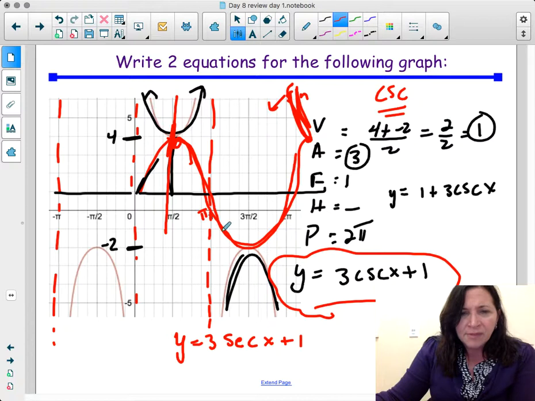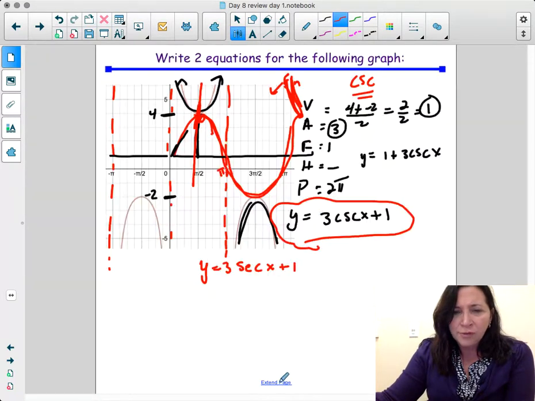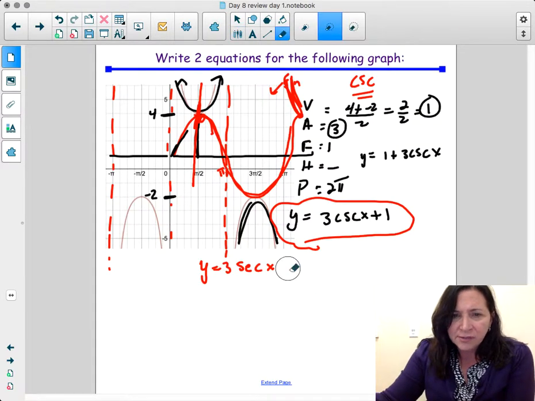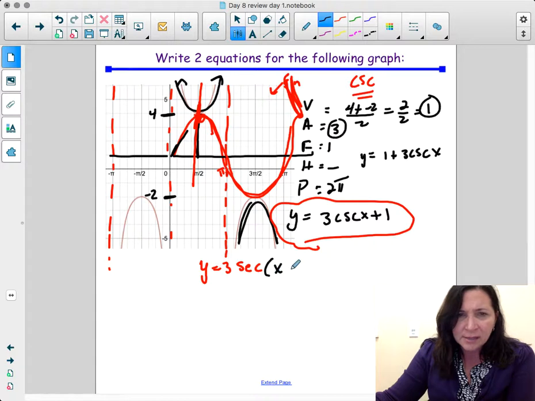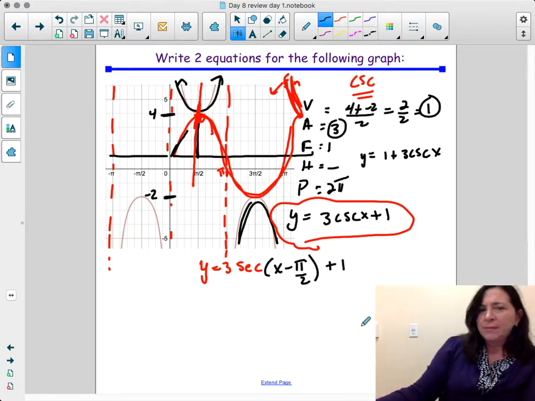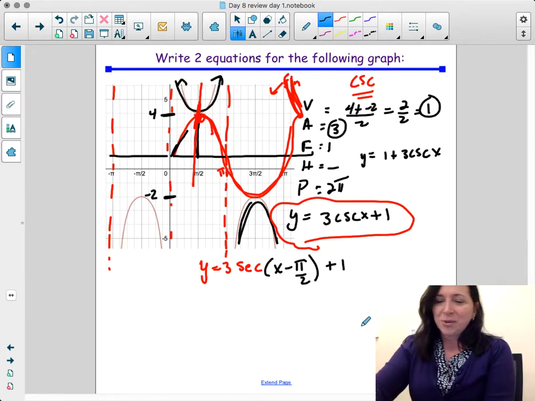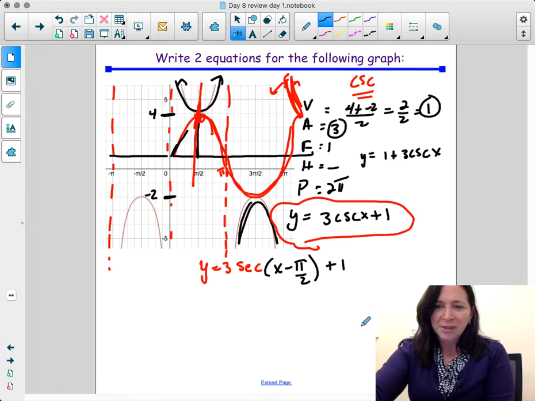But I feel like I'm missing something. Yes, I'm missing the horizontal shift. So let's fix that, okay? For y equals secant of the quantity x minus pi over 2, and then plus 1. So that's kind of a tricky question. I like that. There's so many different possibilities for that one.